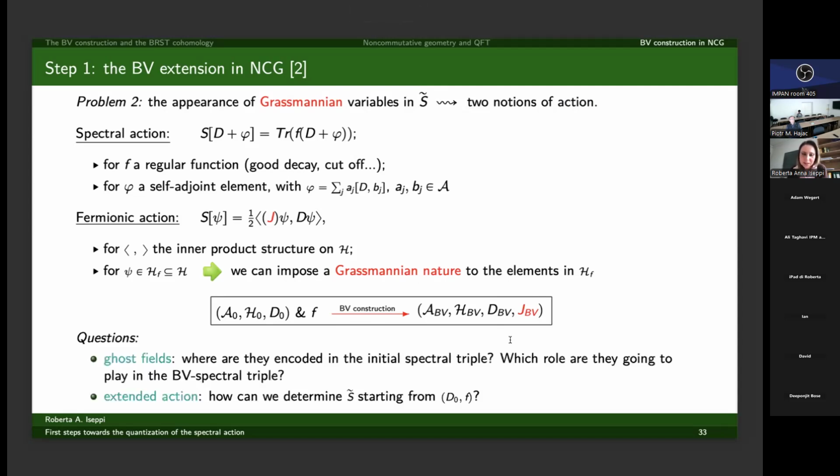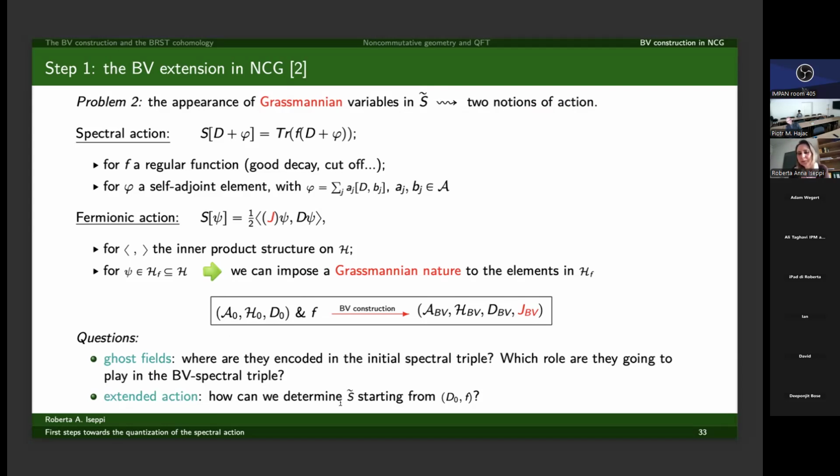Of course, the question is, where do we put these ghost fields? Which role are the ghost fields going to play in the new spectral triple? And also, where can we extract the information from the initial spectral triple, information like how many do we need, up to which ghost degree, and so on and so forth. So all this information should come from the initial spectral triple, and we should find a way to extract it from there. The second question is about the extended action.